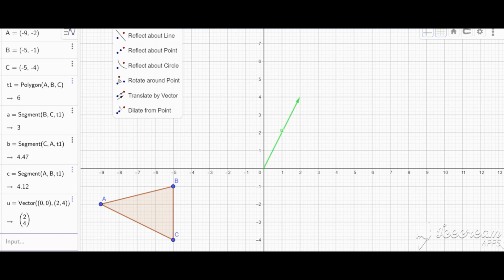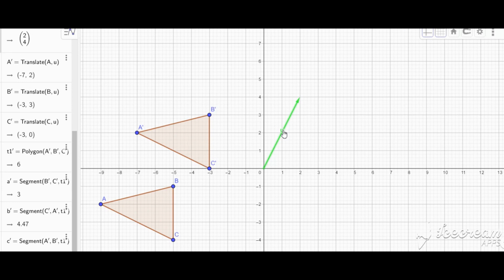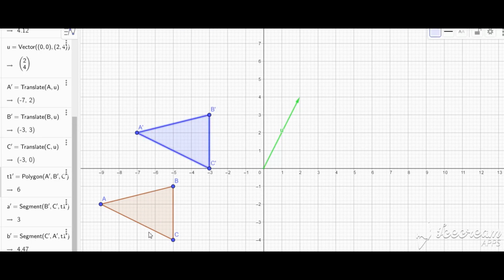And this is my GeoGebra software. So I'm going to be doing a translation. I'm going to click on my object and I'm going to click on my translating vector, which is 2, 4. See what happens. Now, so we have our object here in red and we have what is called our image here in blue.